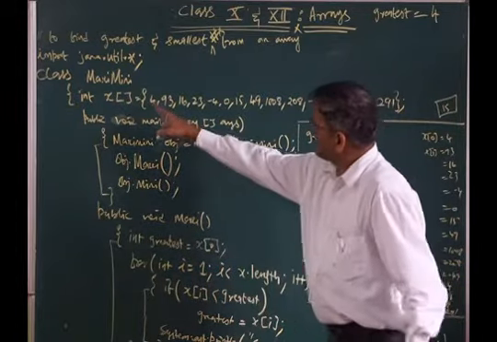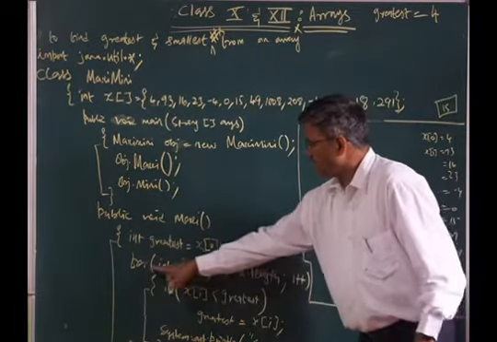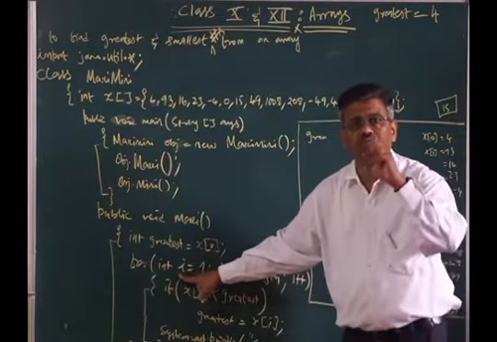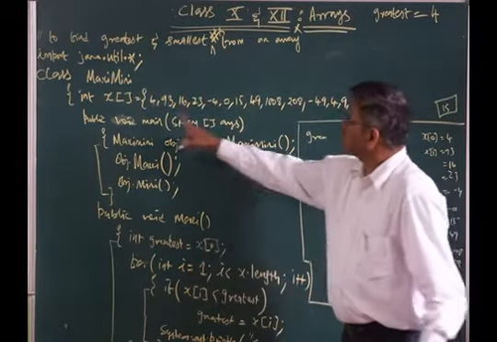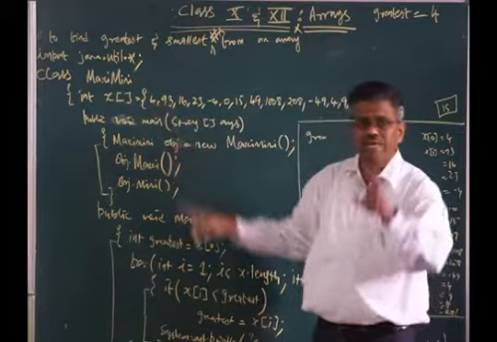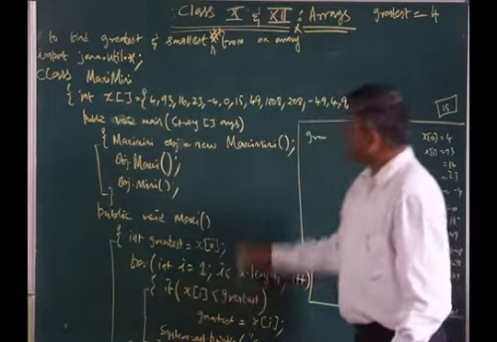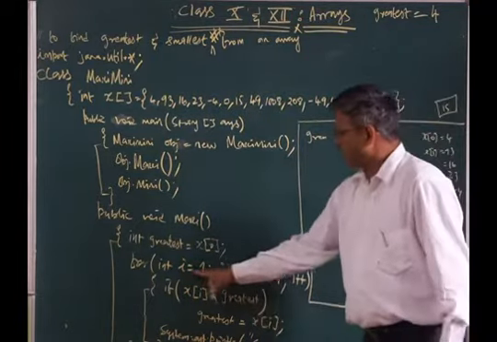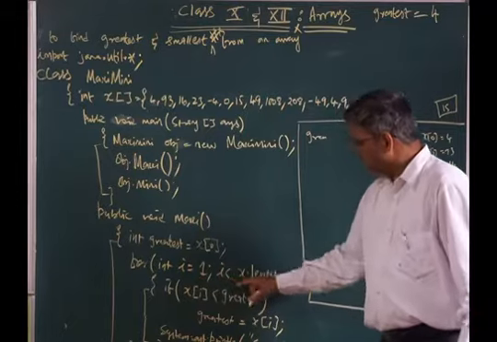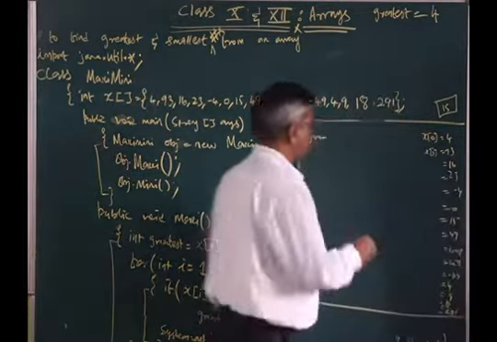I start comparing the 0th element and the first element. Please note, I begin a for loop starting from 1. Mind you, boys and girls, I am not starting from 0. Why am I beginning from 1? Because the 0th element and the first element will be compared. This process will be repeated how many times? 14 times, because there are 15 elements. The i value will be 1. i is less than x dot length. This is the method. Please note.